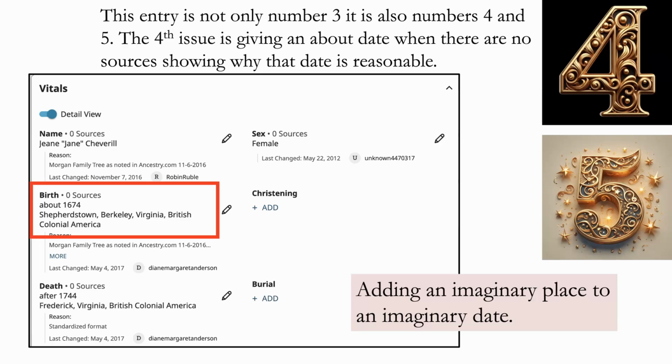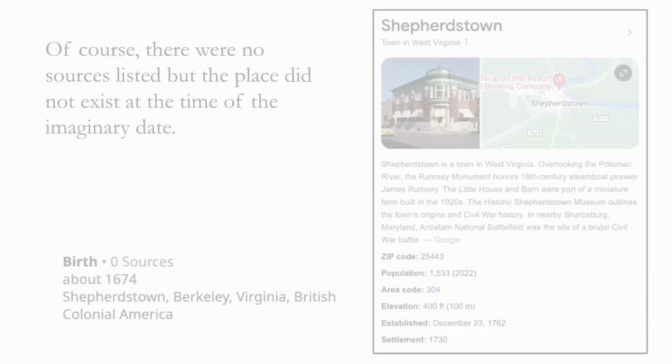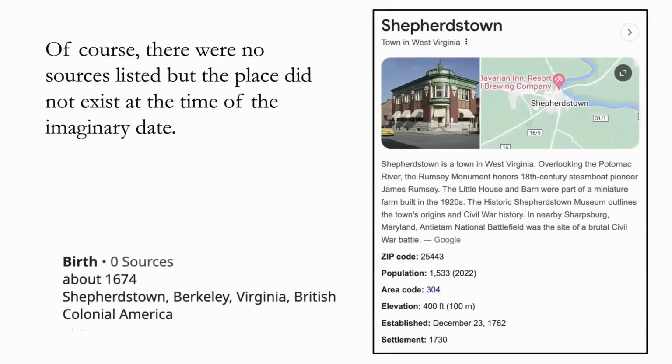Okay. And of course, there's a discussion back and forth about using British colonial America, as it's never been a real designation of a place, but it's something that's kind of grown over the years to be used. So it's a bit of an issue, but we're not going to do anything about it. There were no sources listed, but the place did not exist at the time of the imaginary date. All you have to do is take Shepherdstown, put it into Google, and say date of establishment. As soon as you do that, you'll get a date here, 1762.